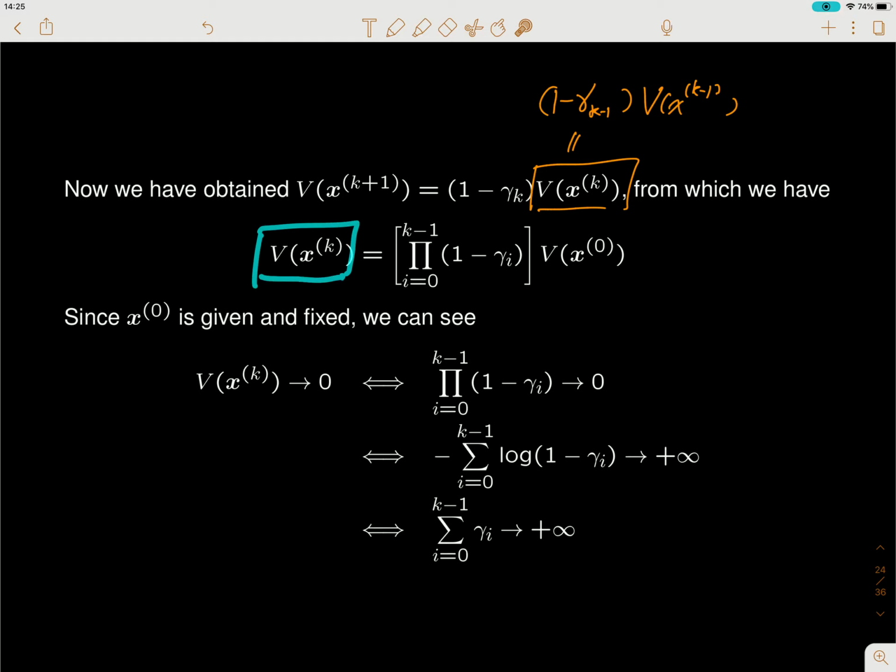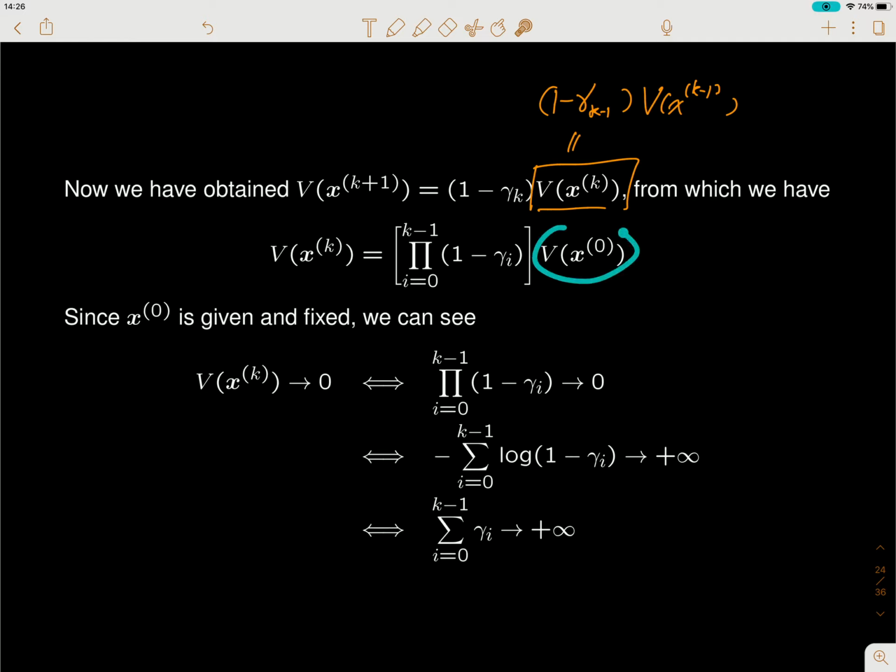So in general, what we'll get is that v(x_k), by doing this procedure, we can show that it's just the product of those 1 minus gamma_i: (1 minus gamma_{k-1}) times (1 minus gamma_{k-2}) times (1 minus gamma_{k-3}), all the way to (1 minus gamma_0). Okay, and then we have the v(x_0) coming out here.